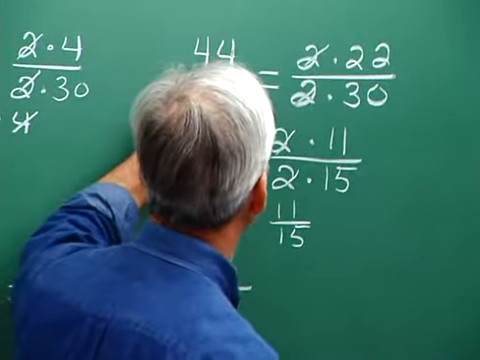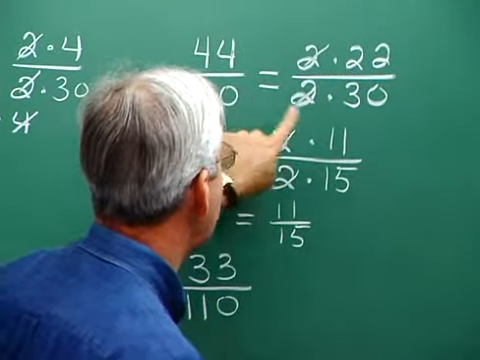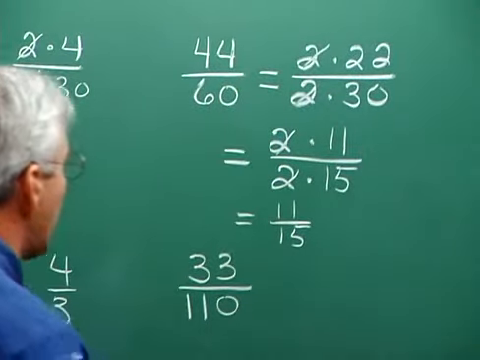I kind of like that way of doing things, because if we ever had to look at it again, we can see that we broke 44 down into 2 times 22. We broke 60 down into 2 times 30. We can see all of that by using a method like this.